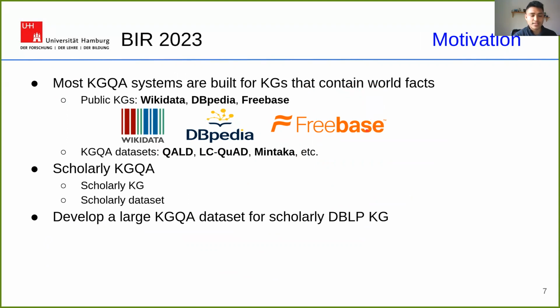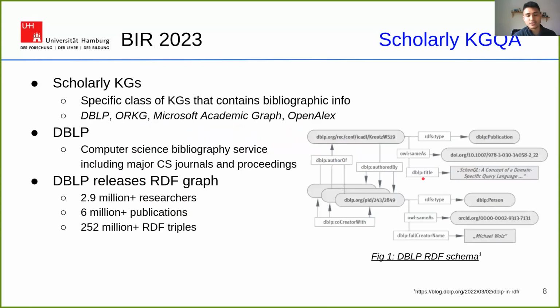So if we want to develop a specific KGQA system for a specific domain, for example, the scholarly domain, we require a scholarly knowledge graph and a different scholarly dataset for this knowledge graph. So the main motivation in our work is to develop a large KGQA dataset for the DBLP scholarly knowledge graph. What is a scholarly knowledge graph?